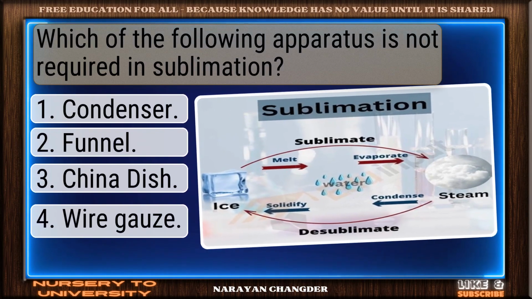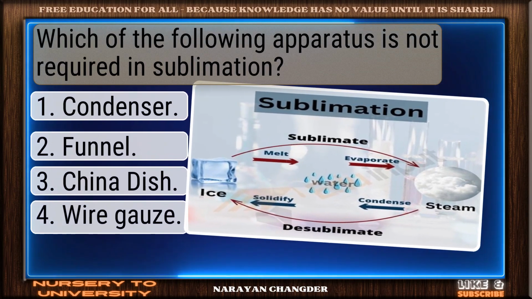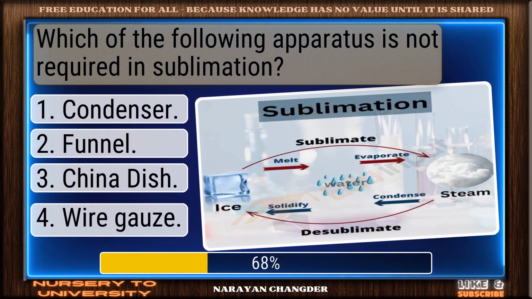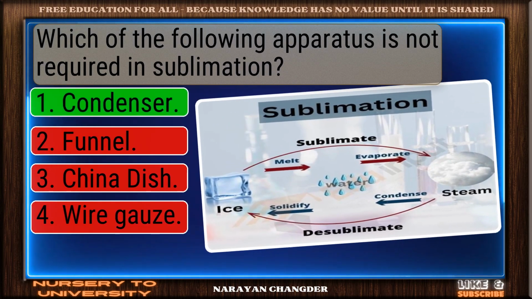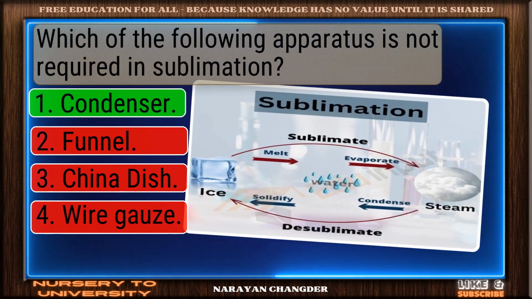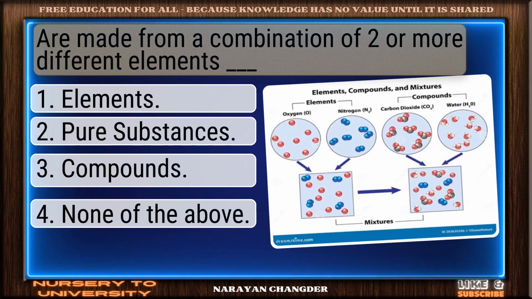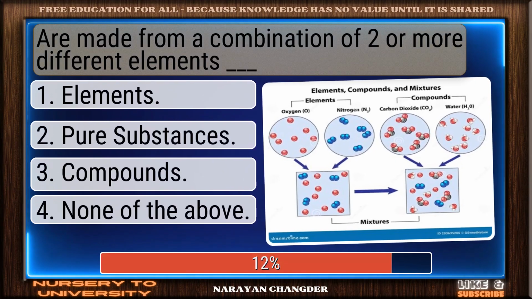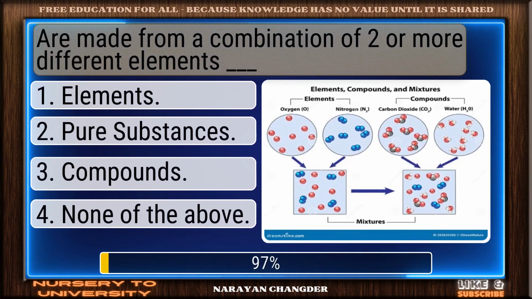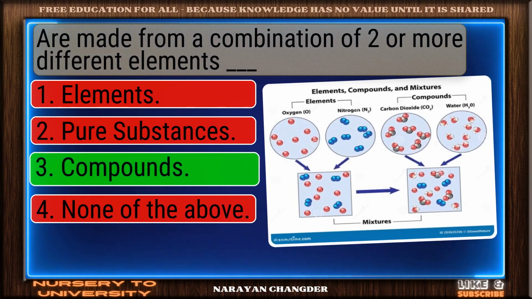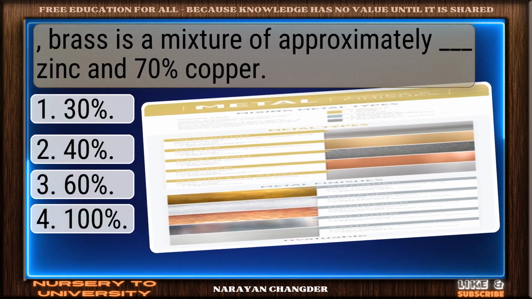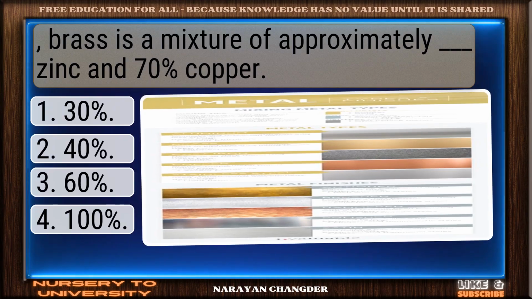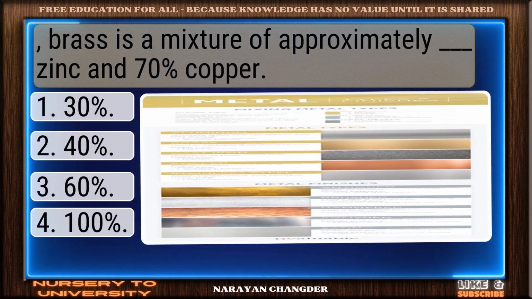Question number 119. Which of the following apparatus is not required in sublimation? Sharp thinking. Condenser is the right choice. Question number 120. Are made from a combination of two or more different elements dash. Nicely done. Compounds is a solid answer. Question number 121. Brass is a mixture of approximately dash zinc and 70% copper.